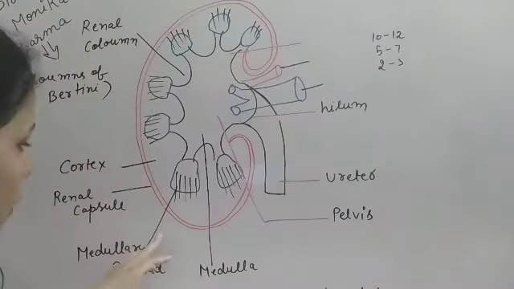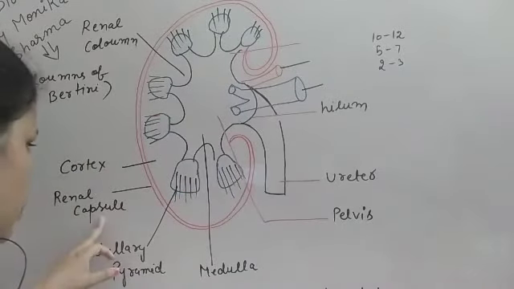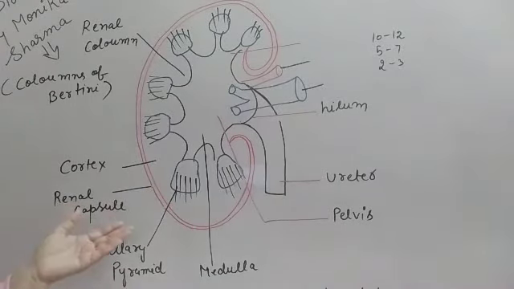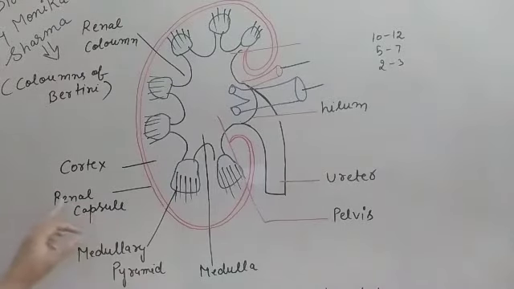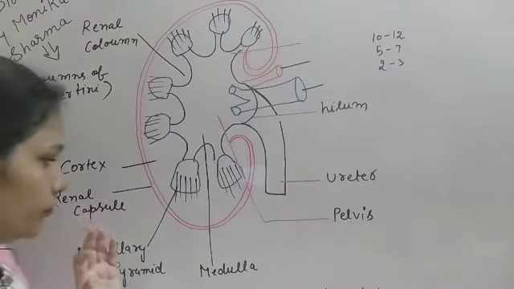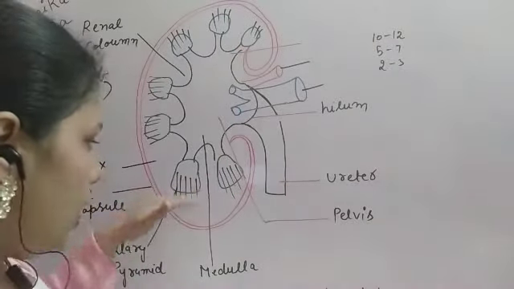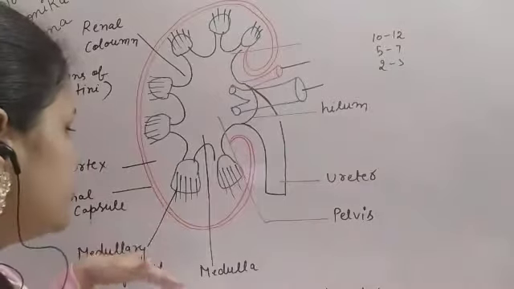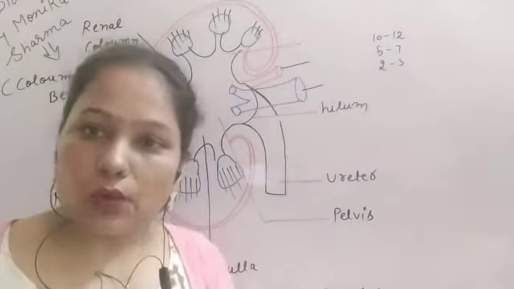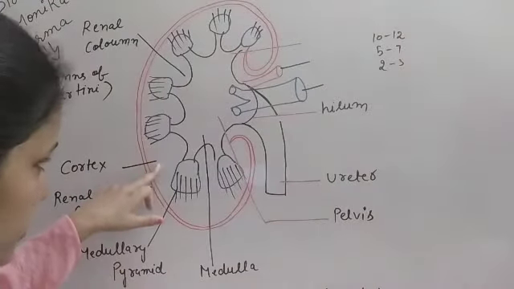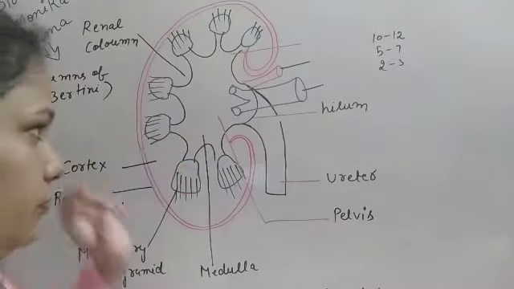So the kidney is covered with a tough layer, and that tough layer is known as capsule, and renal word is related to the kidney. So every part we are writing renal along with that part. So renal capsule, it is the tough part. Then the kidney is divided into two regions. The outer is the cortex, and the inner is the medulla. So it is the cortex region and it is the medulla region.